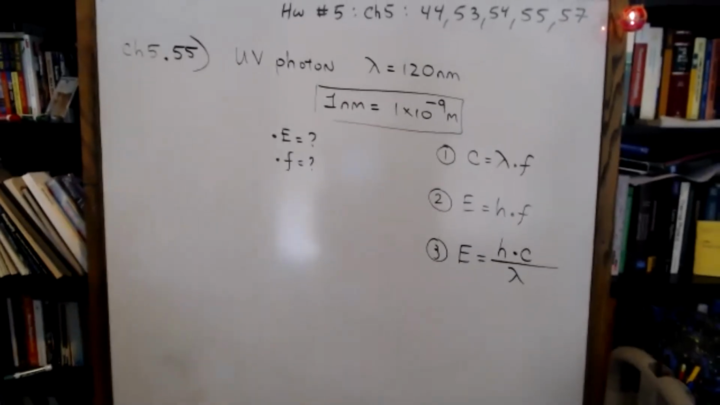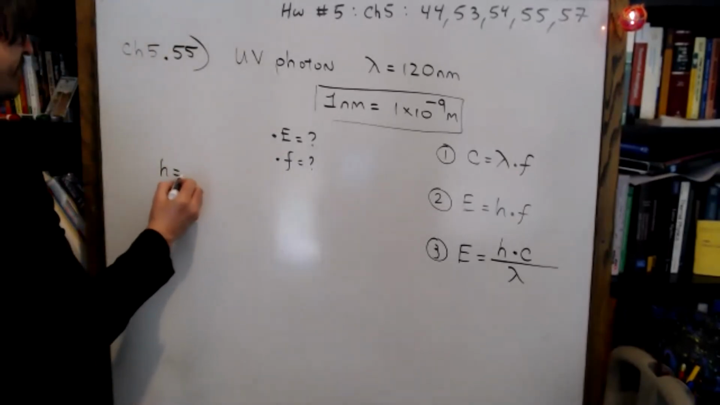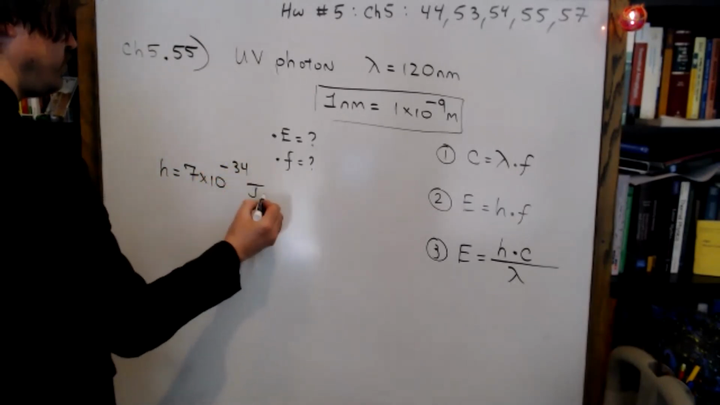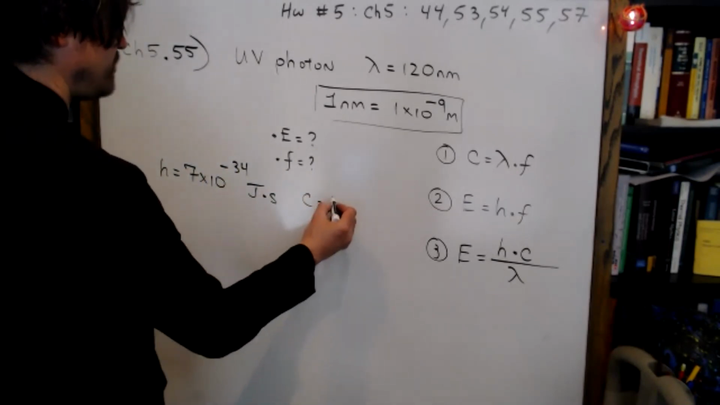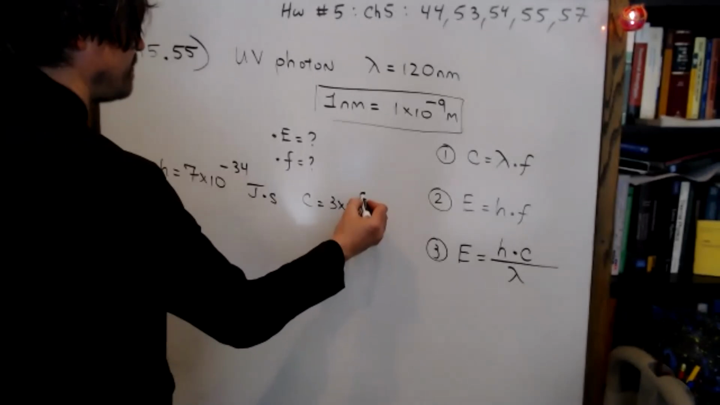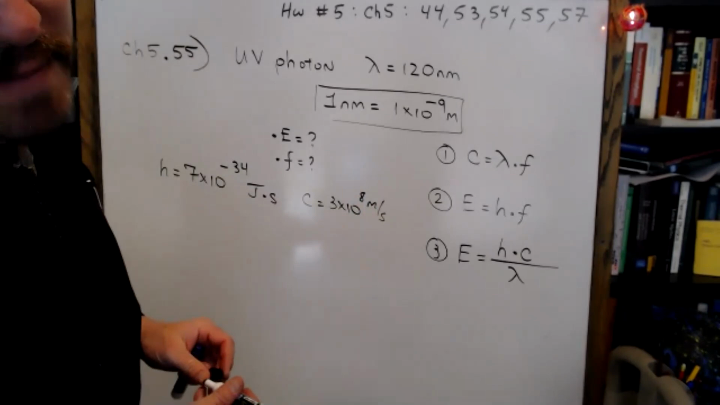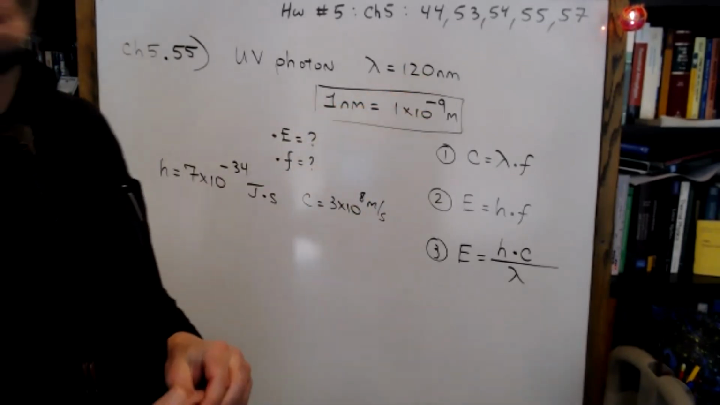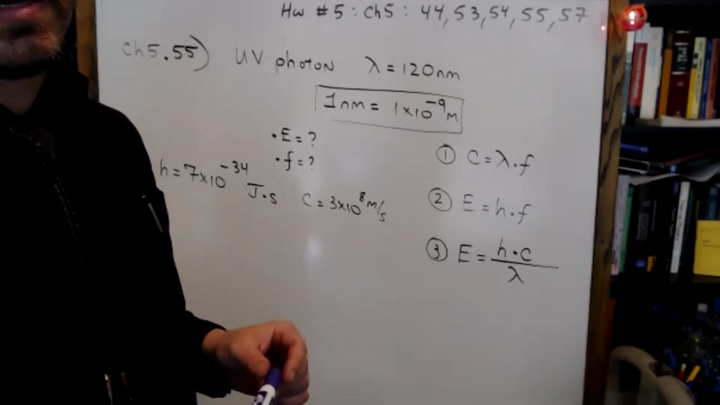You will remember that Planck's constant is 7 times 10 to the negative 34 joules times seconds. And the speed of light is 3 times 10 to the 8 meters per second. Both of those are MKS units. Nanometers is not an MKS unit. So we have to put it in meters, right?